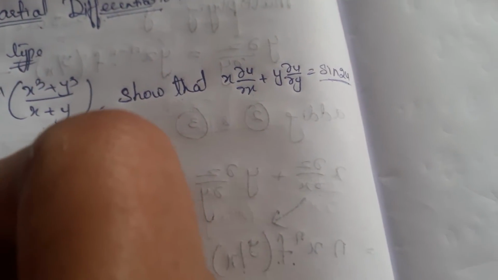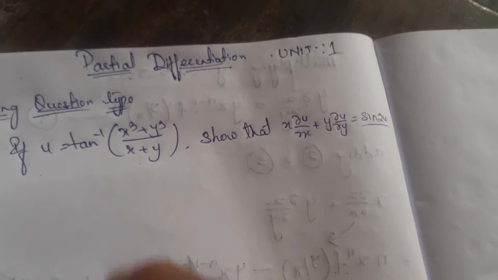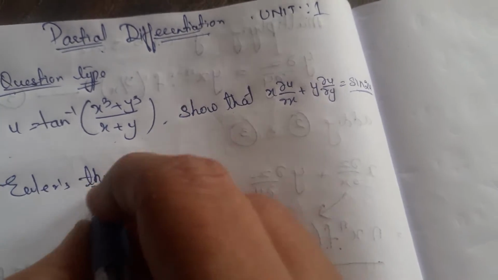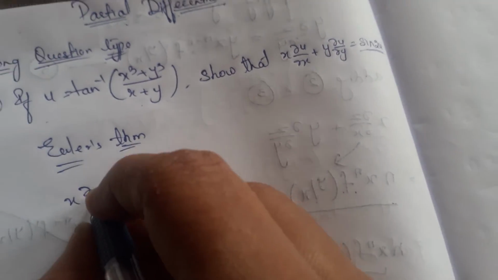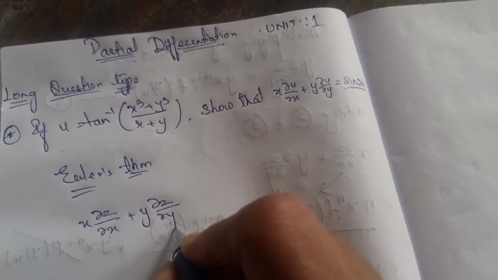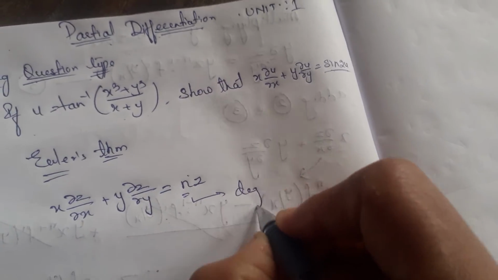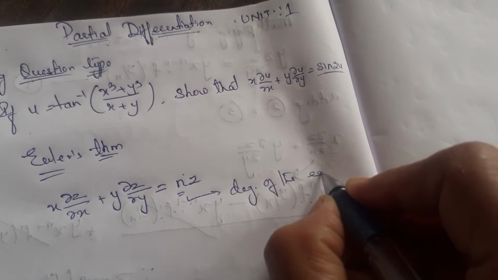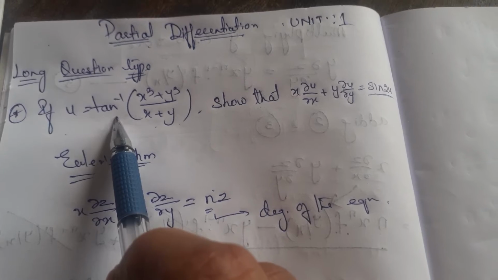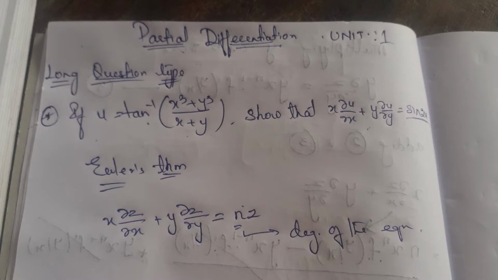Now previously, students, you have learned what we proved in Euler's theorem. What is Euler's theorem? x ∂z/∂x plus y ∂z/∂y is equal to nz, where n is called the degree of the equation. With the help of this problem, I am going to explain how we have to solve the Euler's theorem equation.